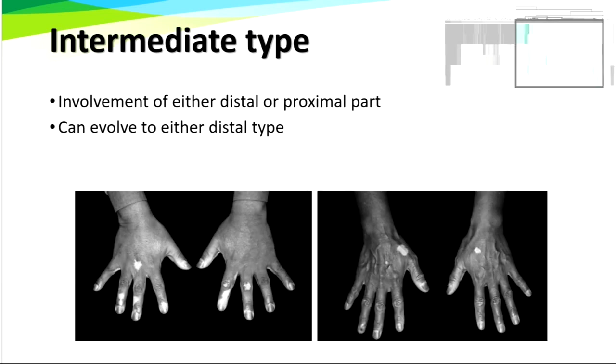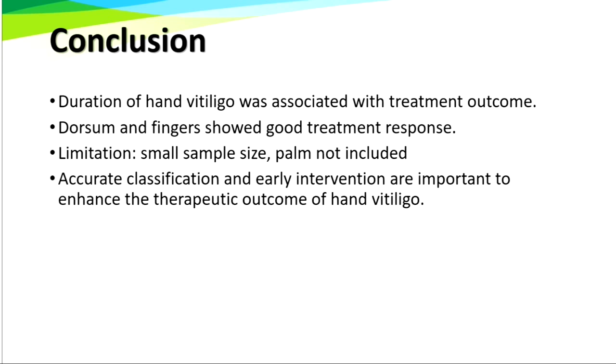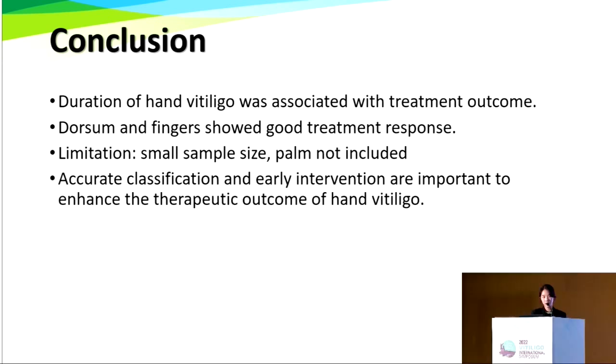And last, intermediate type was patients with small scattered lesions over the joints and fingers, and we are not yet sure whether this is a distinct separate type or whether it's an early lesion, which will eventually evolve into either distal or proximal types. So to wrap up, disease duration and the anatomic lesions, whether it appears on the hair-bearing areas like dorsum or fingers, will be the most important factors associated with treatment outcome.